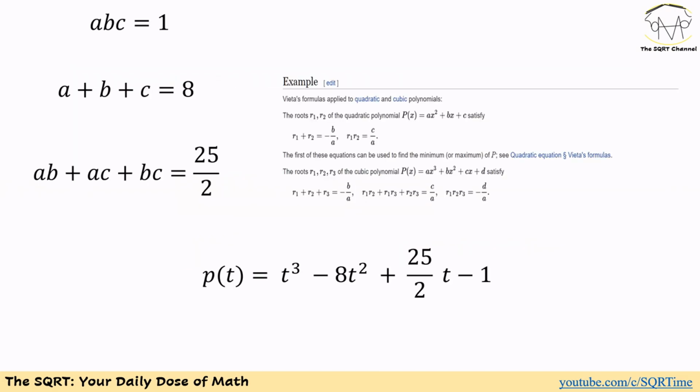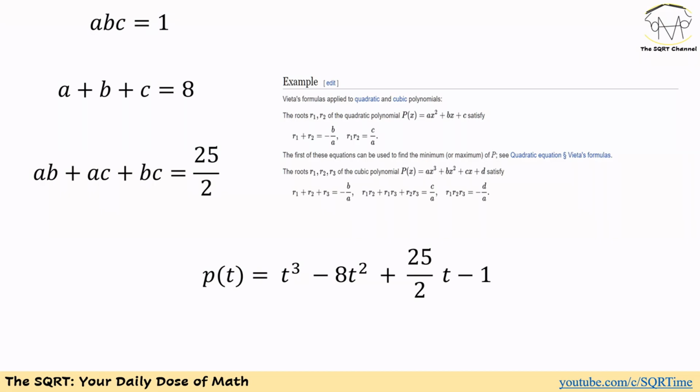To do this, we are going to remember that we have abc is equal to 1, we have a plus b plus c is equal to 8, and we have ab plus ac plus bc is equal to 25 over 2. So we can say that if we construct a polynomial and we say a, b, and c are the roots of this cubic polynomial, then we need to have three equations to satisfy.